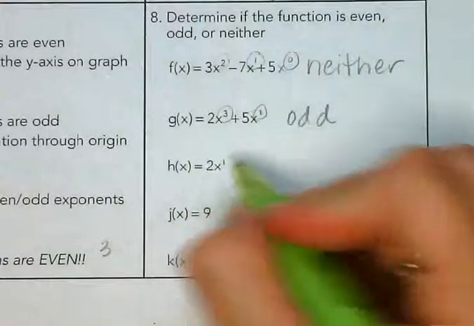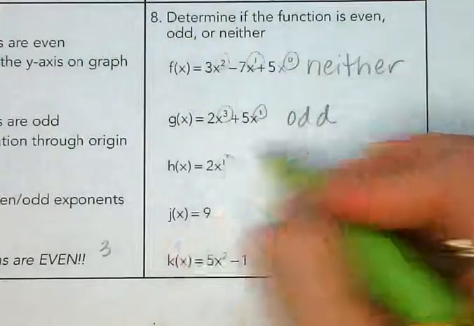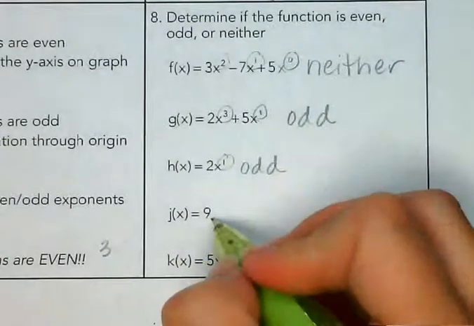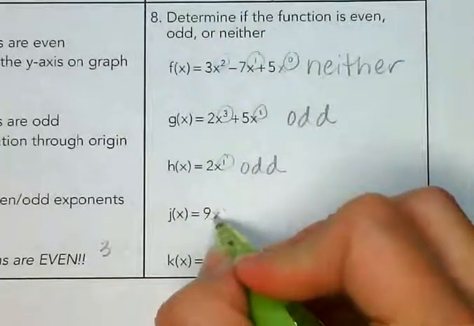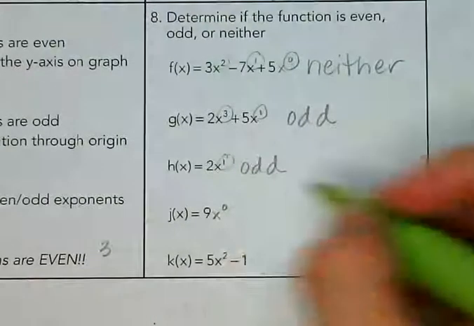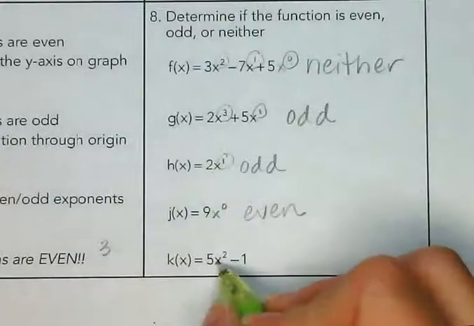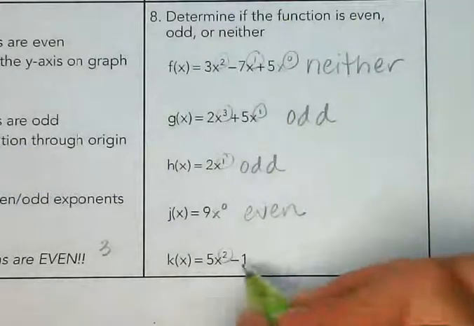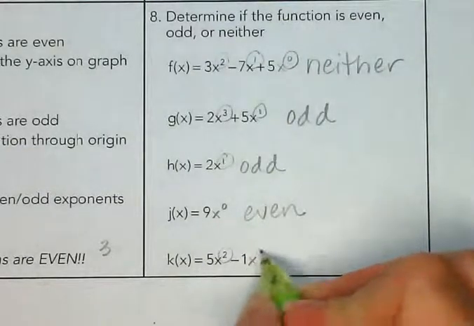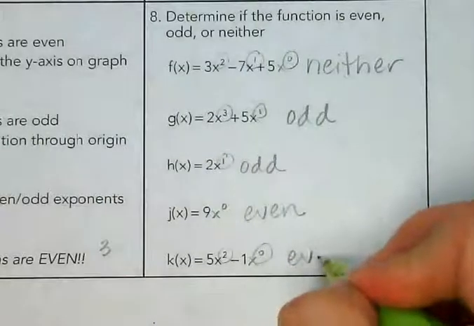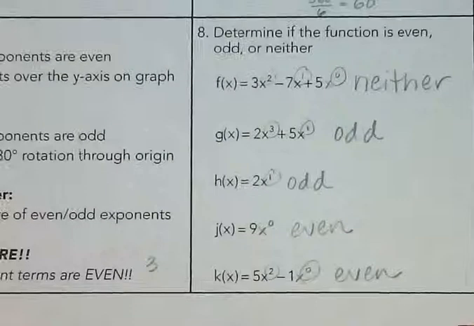This right here would have an exponent of a 1. That's the only one, and it's odd. This one is a constant term. If I had to write a variable with an exponent, it would be x to the 0, which would be even. And then this one is x squared, so that's a 2. This is a constant term, which would be x to the 0. Those are even. And that sums up Unit 4.